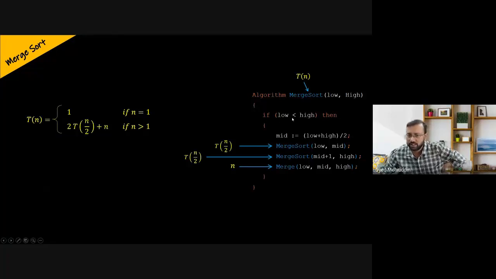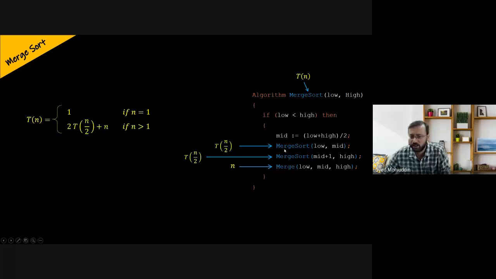If low is less than high, that means the problem is large. If the problem is small, that means n is 1. So if n is 1, the time complexity is 1 itself. It's a unit time to compute because there will be only one element in the array and you don't have to do anything, it's already sorted. Otherwise, if low is less than high, that is n greater than 1, we compute mid, which is a trivial part because it takes only unit time to compute.